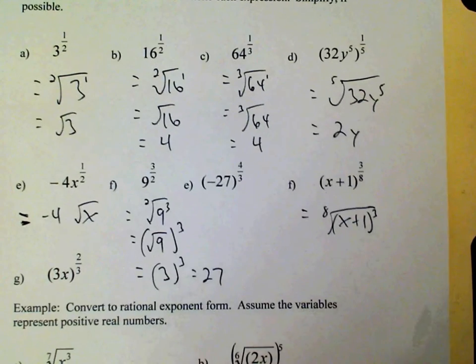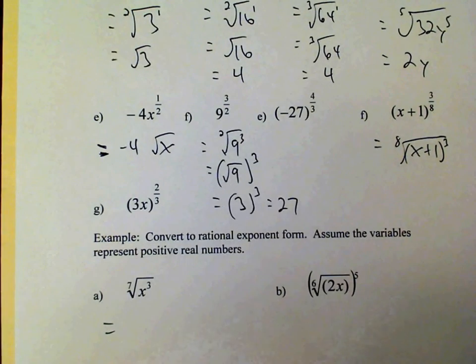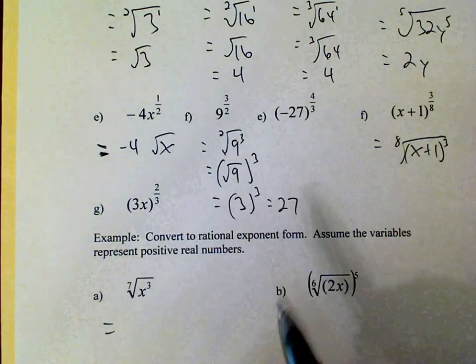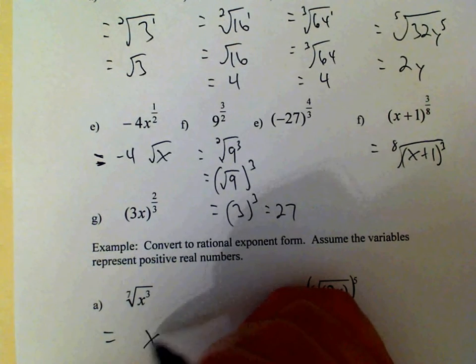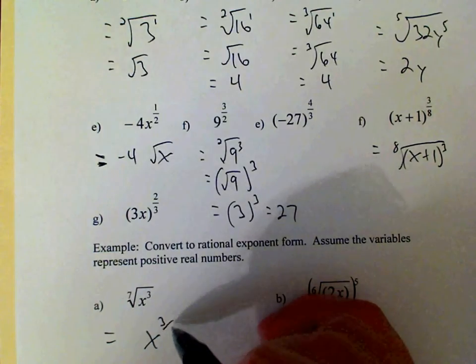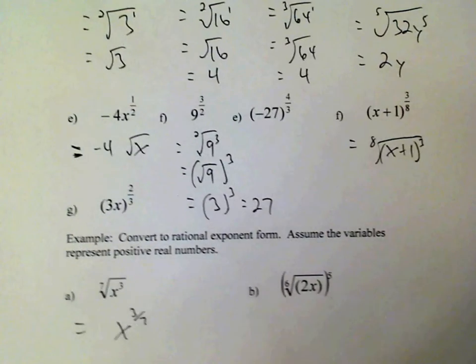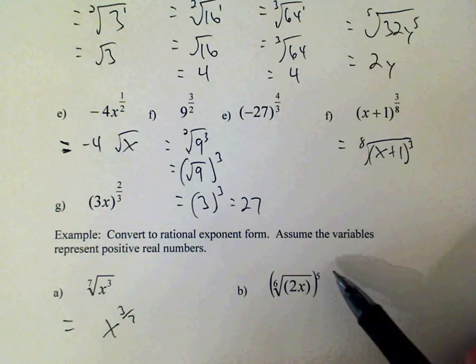And now let's just do a couple where we go the other direction. In this case, you're given radical form. Let's convert to exponential form. Once again, we're going to assume that all variables represent positive real numbers. So what's going on here is I'm going to write down x to the third as it is, but 7 is the index, but it's also the denominator. That's all you have to remember. Index equals denominator. Now it doesn't matter if the exponent's on the outside or on the inside. You can write it however you want.